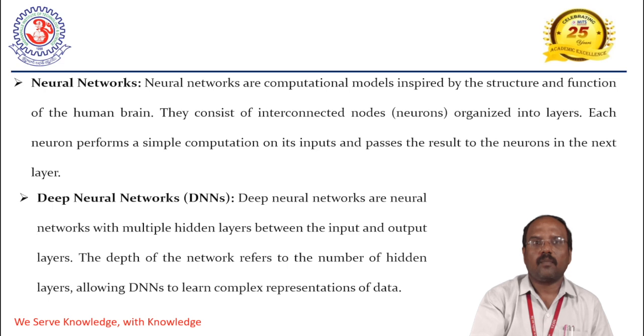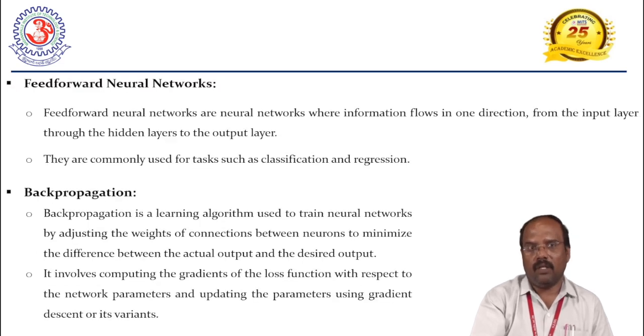After that, we go for the feed-forward neural network, FNN. This is a neural network where the information flows in one direction, that is from the input layer through the hidden layers to the output layer, and it is commonly used for classification as well as for regression. That comes in FNN. Then after that we go for backpropagation.